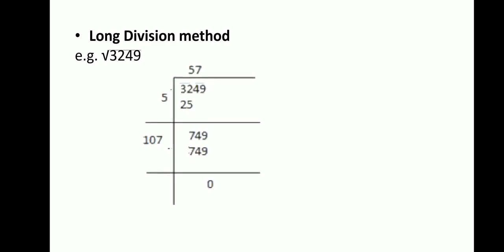Coming to the long division method, I need to find out the square root of 3249. Here, the very first step to find the square root of a given number using long division method is, first of all, we need to place the bars over every pair of digits starting from the units digit. Here 49 will be under one bar and 32 will be under another bar. Students, you are supposed to keep this in mind, that we are supposed to start placing the bars on every pair of digits starting from the units digit only.